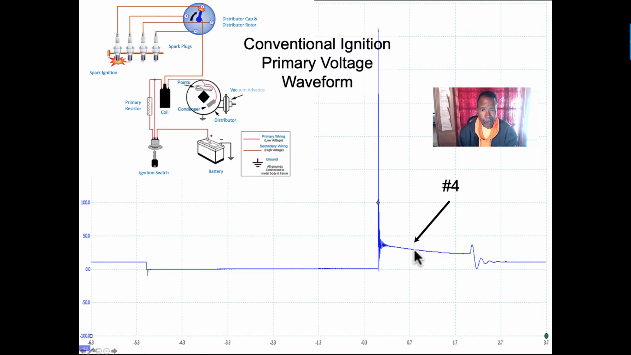I can tell I got a shorted plug, an arcing wire, or even an open wire by watching this fire line, which is in the secondary. This would be the fire line, and this is the spark line.